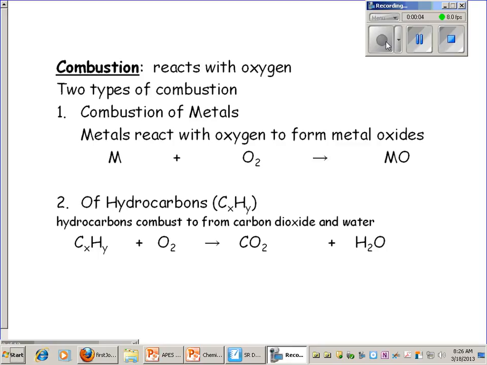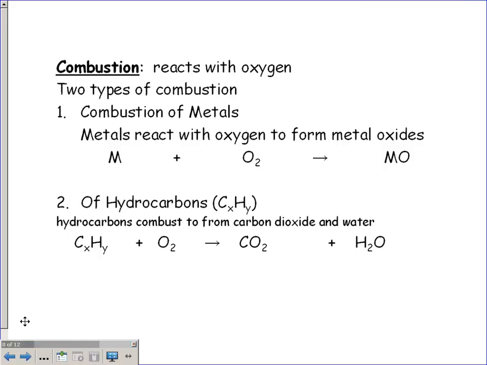Right, our last type of chemical reaction is going to be combustion. The special piece about combustion is that it's something reacting with oxygen. So we've talked about how to identify each of these chemical reactions, and the way we identify combustion is that it has oxygen, or O2 gas. There are two types of combustion.